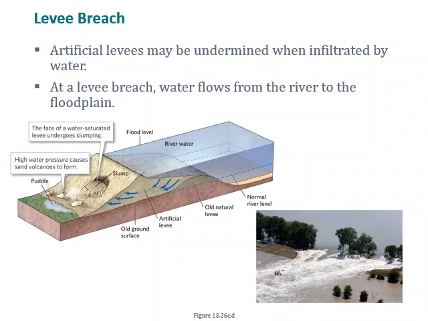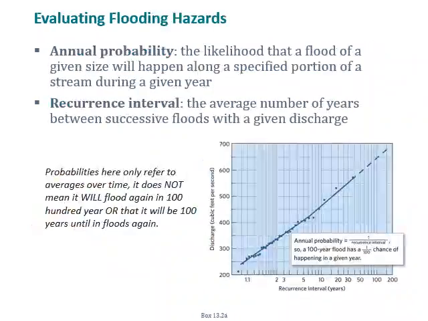We evaluate flooding hazards through annual probabilities and recurrence intervals, with annual probabilities being the likelihood that a flood of a given size will happen along a specified portion of a stream during a given year, and recurrence intervals being the average number of years between successive floods with a given discharge. Probabilities here refer to averages over time, but that doesn't mean necessarily that floods will happen at any particular period of time or event.